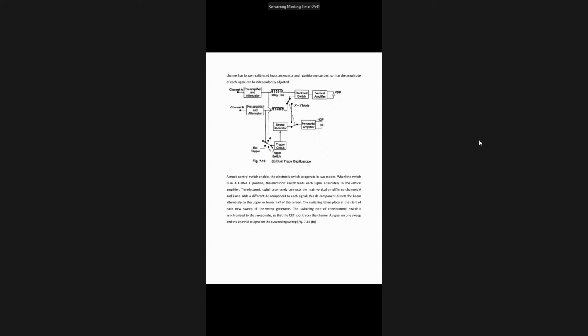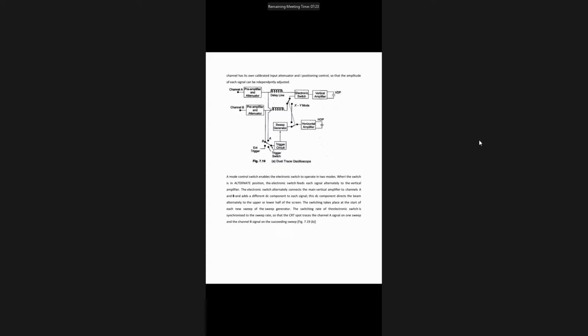मींस अल्टरनेटिवली the alternate period of the sweep signal trace the alternate input signals. यानी alternatively we are tracing the input, both the input signals on the face of the screen through alternate sweep.